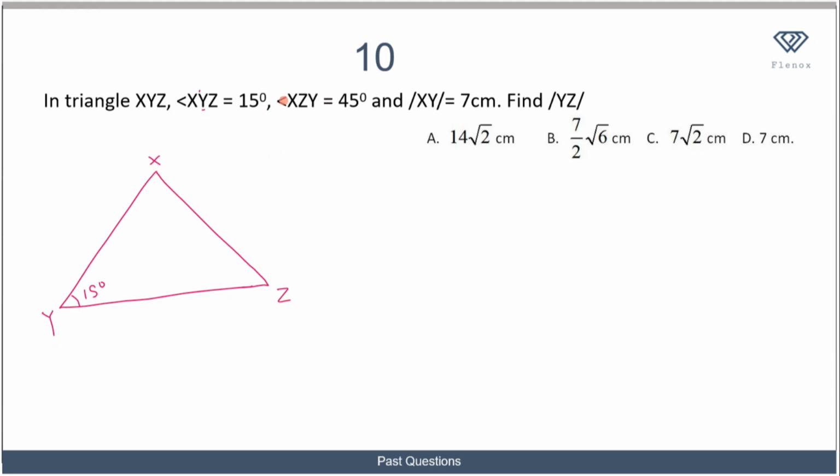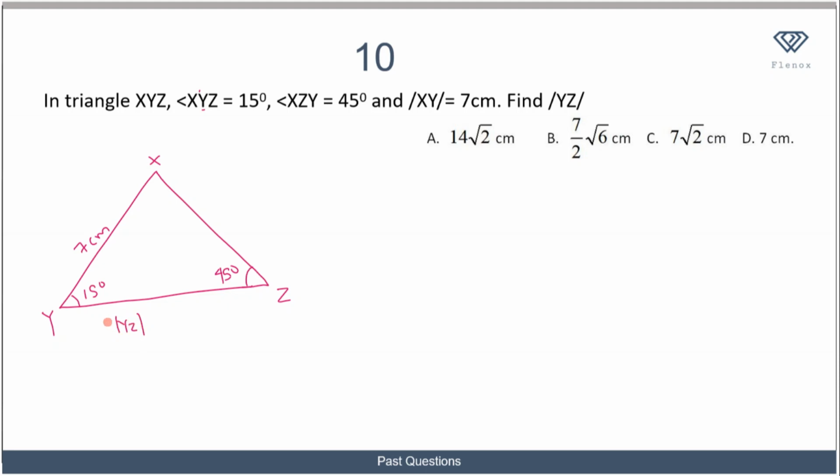Angle XZY, Z is the central letter. So the angle here is 45 degrees. The length XY is equal to 7 centimeters. So XY, this length over here, is 7 centimeters. I'm told to find YZ, so I'm told to find the value here, YZ.